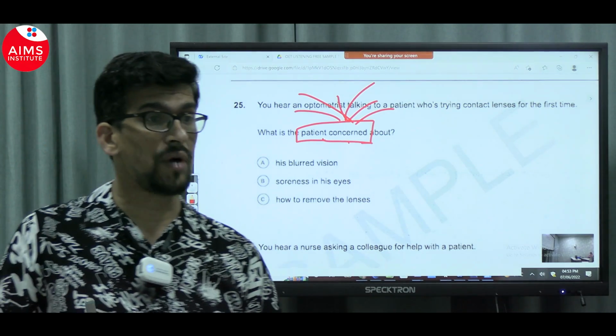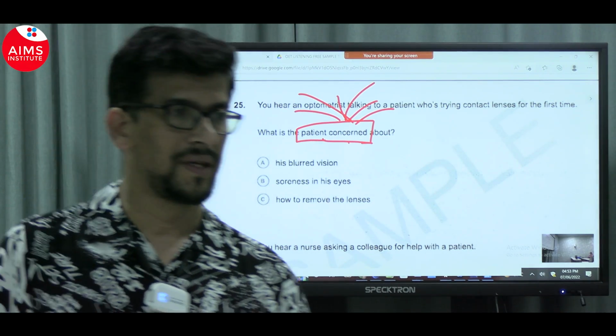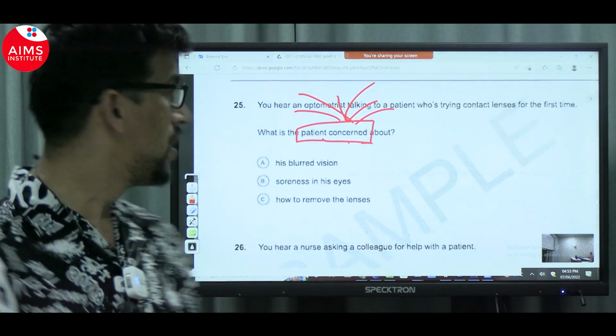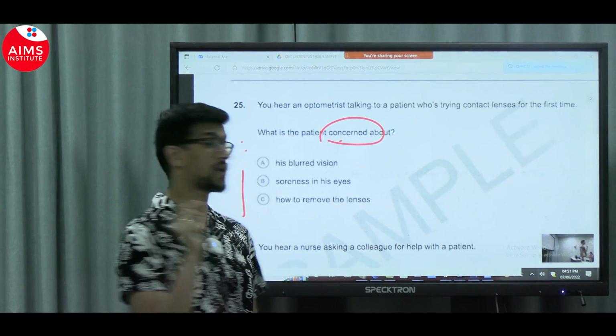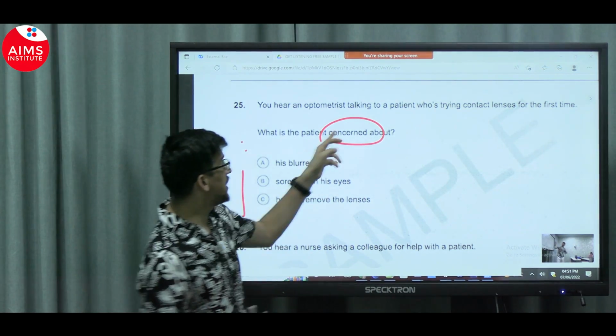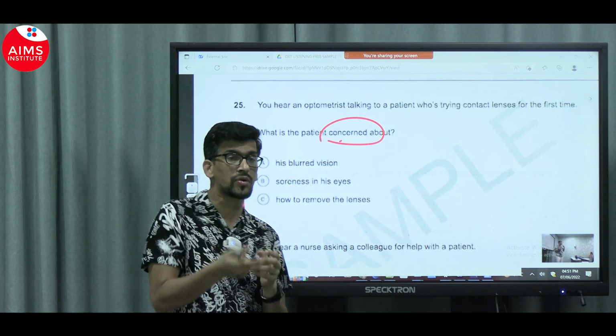I don't know what I should do after reaching home. That means he is concerned about care after the discharge, what to do. So don't think about the alternate vocabulary of concern. Instead, just see whether the idea of concern is coming through his words or not.